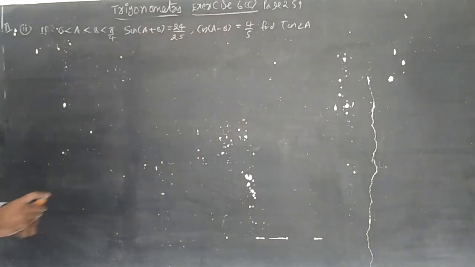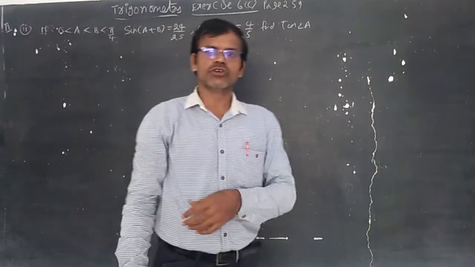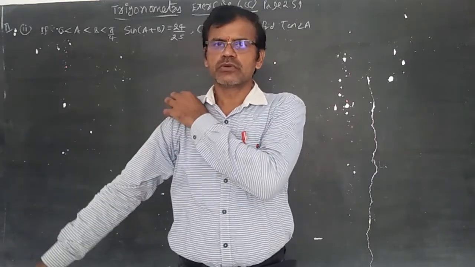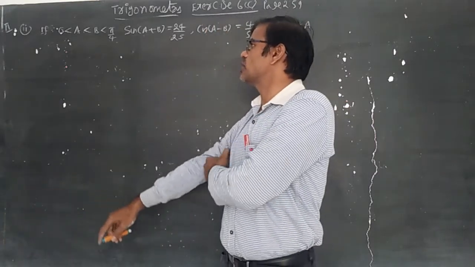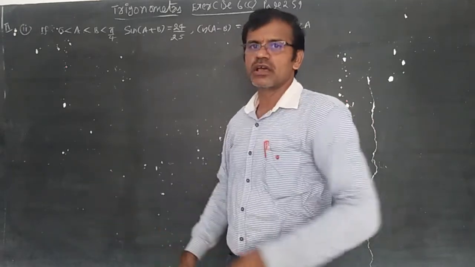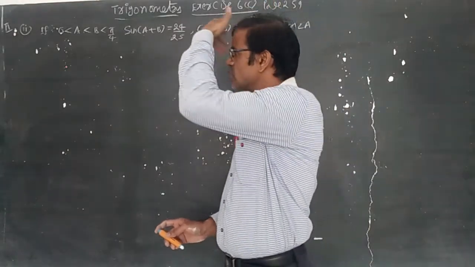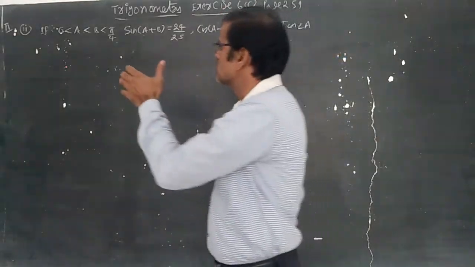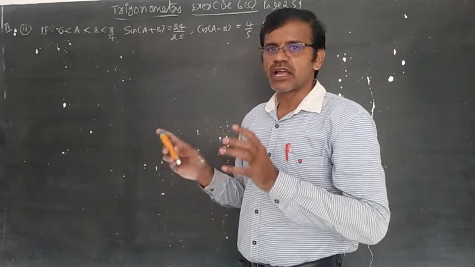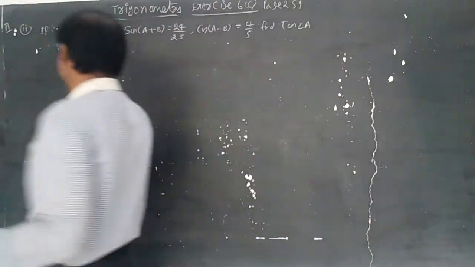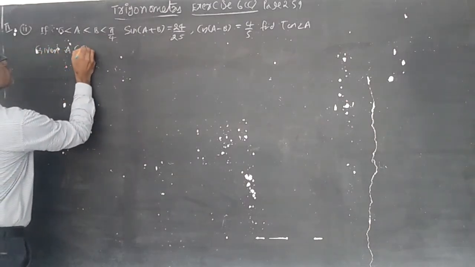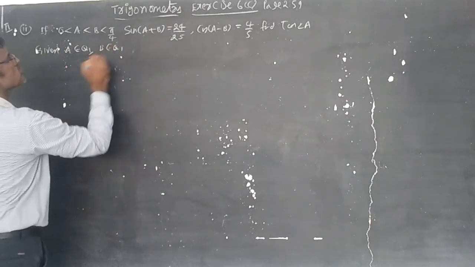Given that a and b are less than 5/4, we know that the first quadrant lies between 0 and 5/2. So 0 less than a less than 5/2, meaning a is in the first quadrant. Here, both angles a and b are less than 5/4, so absolutely we can say that angles A and B both are in the first quadrant. So given, you write A belongs to Q1, B belongs to Q1.